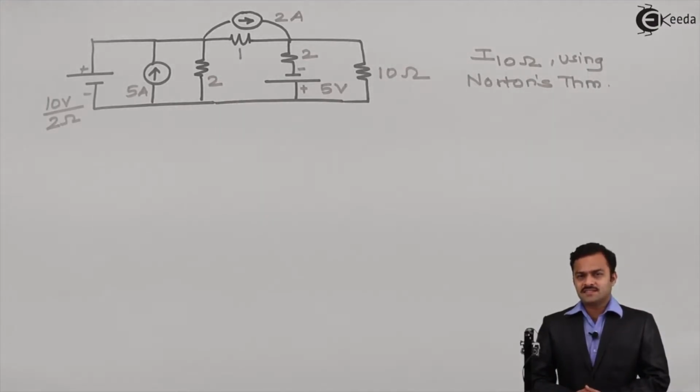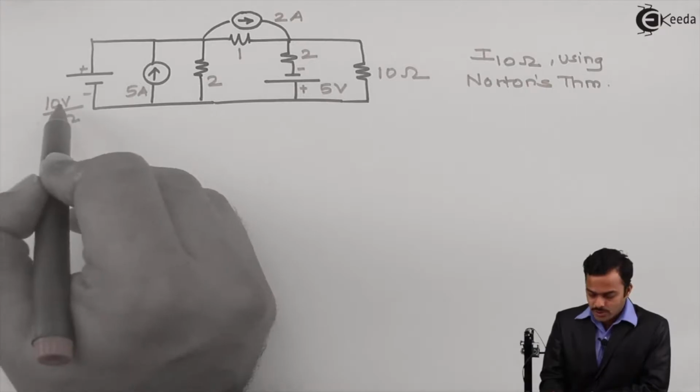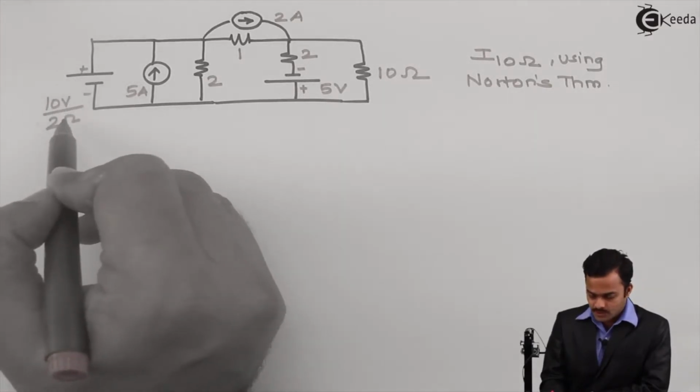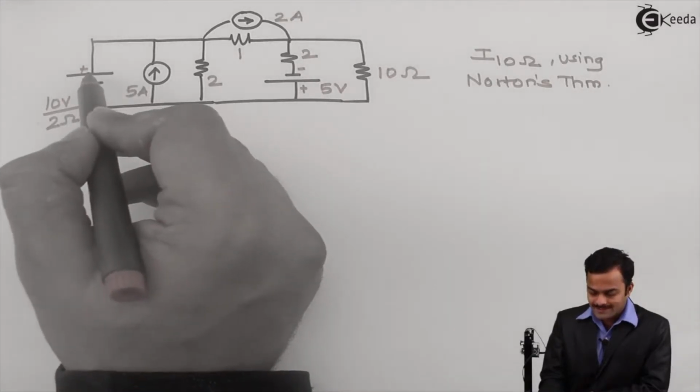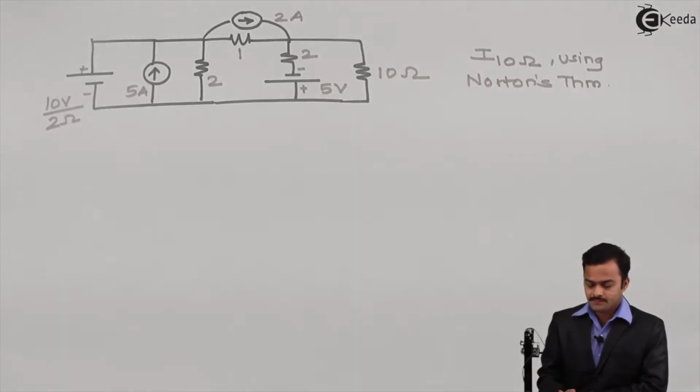Before applying Norton's theorem, we need to see certain things. The first thing, what is this notation? It's actually a practical voltage source, meaning this 2 ohm is actually in series with this 10 volt battery. That is the first thing.